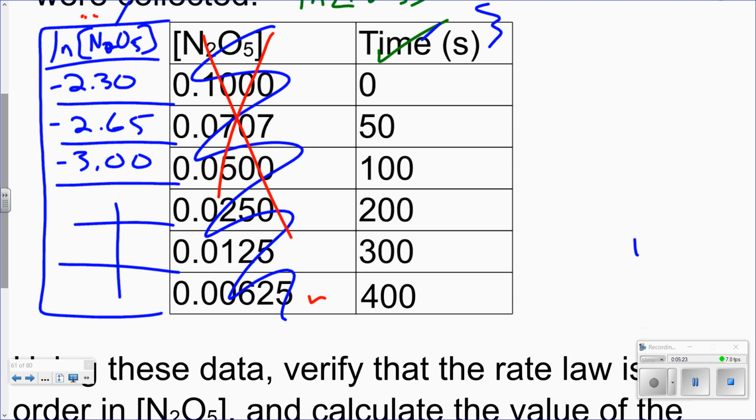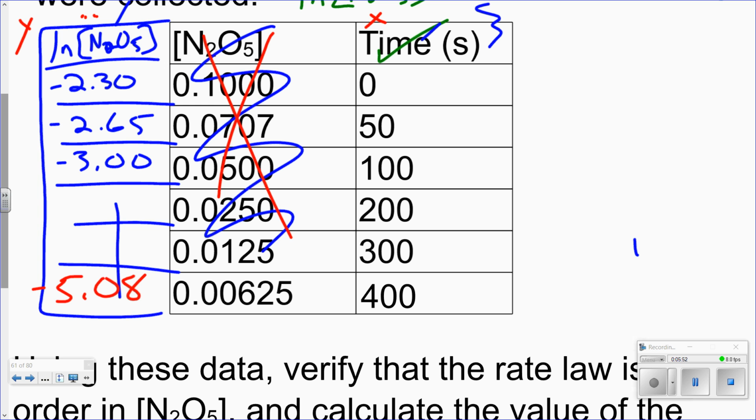And let's go down here and take the natural log of 0.00625. We end up with negative 5.08. Okay, negative. So rise over run. What's our x-axis and our y-axis? This is our y-axis, this is our x-axis.